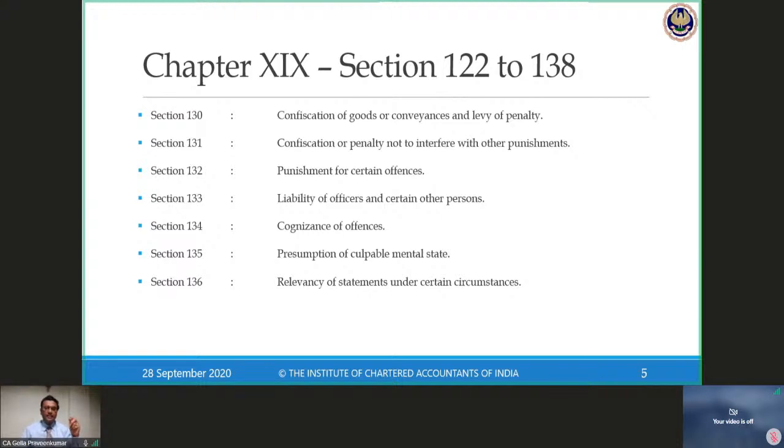136, relevance of statements under certain circumstances, which follows our summons related provisions. 137, offences by company. Again, this is one area where there is a value addition in your practice when you become a consultant for a corporate. You always have to take in, you should be a watchdog, not a bloodhound, where this 137 comes in to explain what are the roles and responsibility of the person who's holding an office.